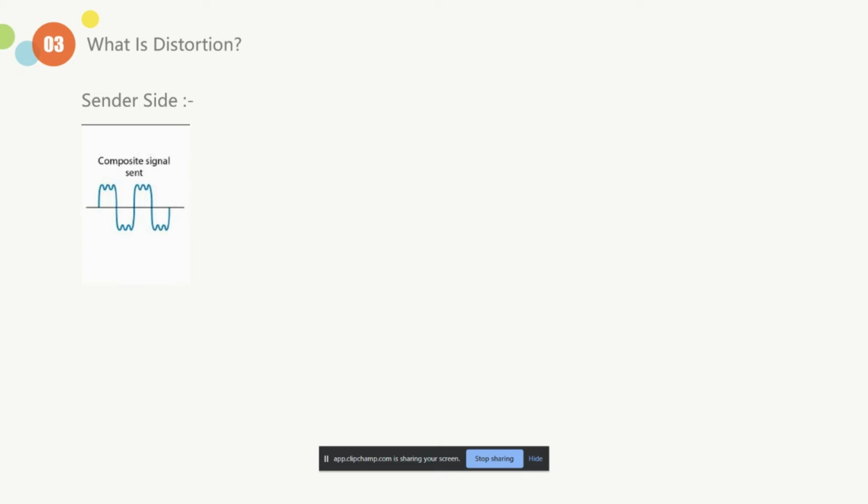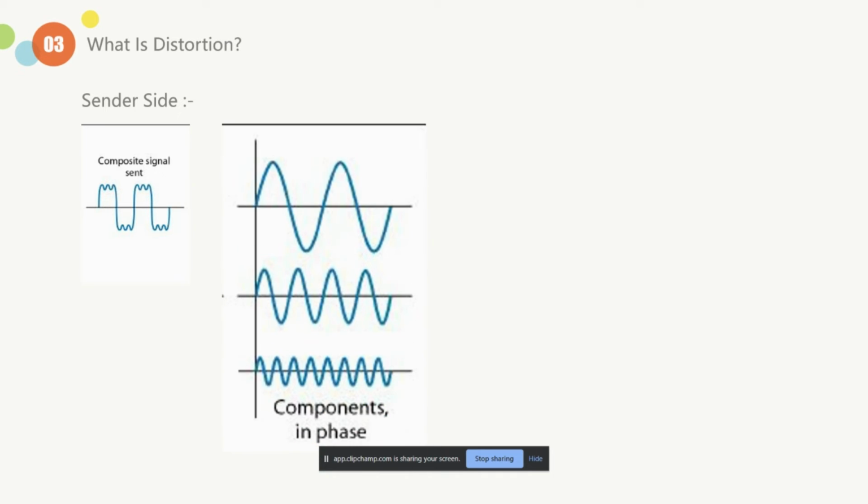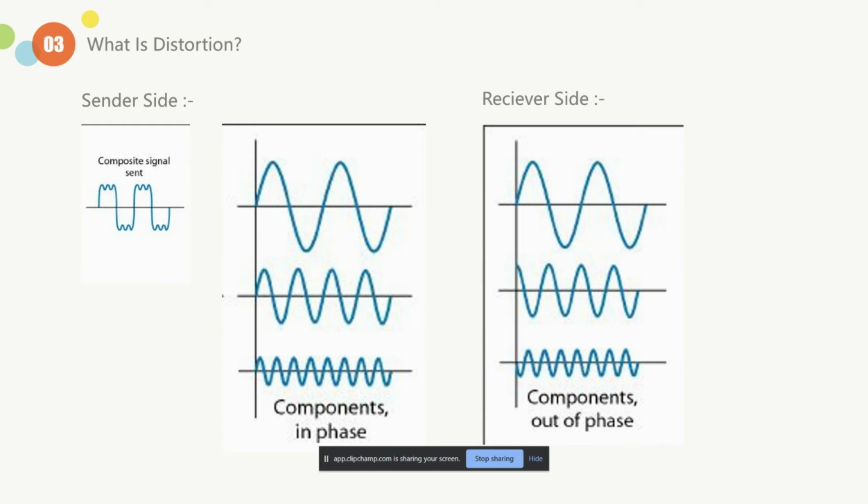On the sender's side, let us assume that we have sent a composite signal to the receiver side. Now, these are the sine waves that a composite signal consists of. These all are of different frequencies. Now, at the receiver side, we are going to receive the same sine waves, but the phase shift is different. As a result, we are going to get a distorted signal, as we can see in the image.